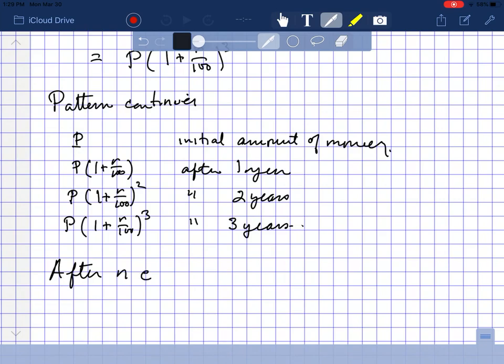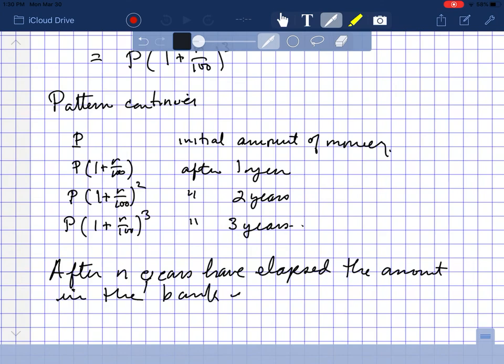So we can say that after n years have elapsed, the amount of money in the bank is P times 1 plus R divided by 100, to the n power, right? Okay, let's stop here.